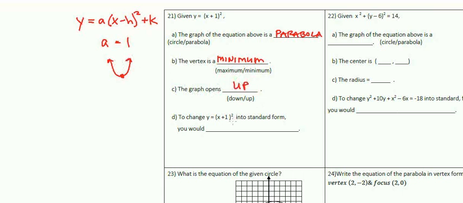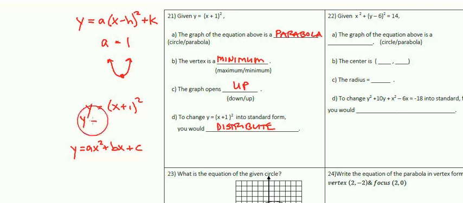The last question, D, asks us, how do we change this vertex form quadratic to standard form? And the answer is, we have to distribute it. And the reason is, if we write out this equation, y equals (x plus 1) squared, and we want to get to standard form, which is y equals ax squared plus bx plus c, the first thing we would have to do is square the parentheses.